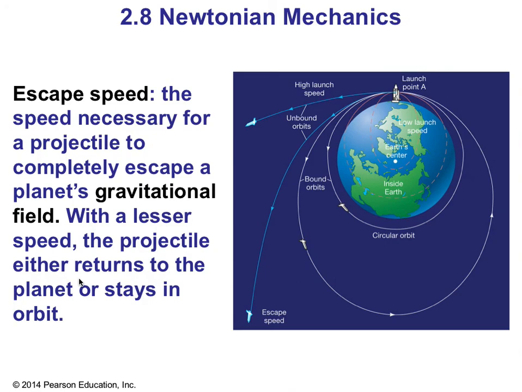There are three different speeds that we can look at depending on how fast you launch an object into the atmosphere. It can have a couple of different paths, right? It can be returned to the Earth. If you throw a ball up in the air, chances are it will come back down because you have not thrown it fast enough. Sometimes if you throw it fast enough, it may get into orbit. And if you throw it even faster, it will have enough velocity to launch into space.